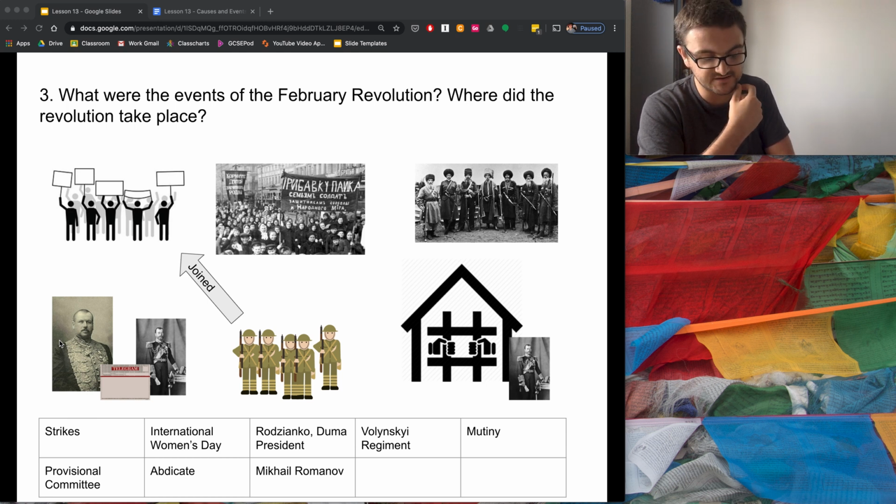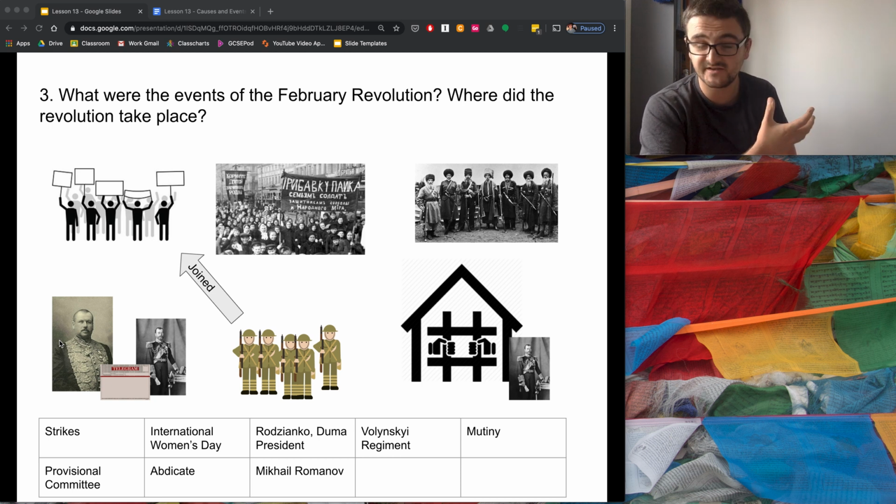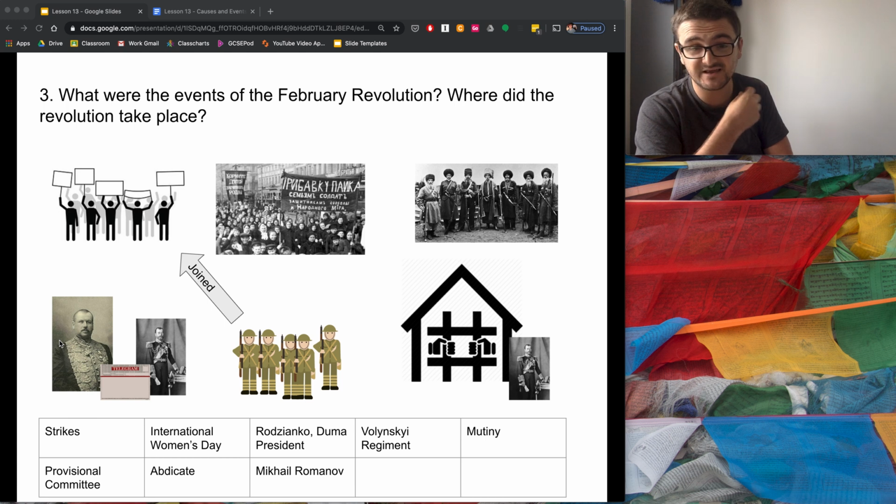Then on Monday the 27th of February, the Tsar orders the commander of the Petrograd military to restore control using force and effectively all-out violence to attack the protesters and strikers in Petrograd. Soldiers were ordered onto the streets, and about 40 protesters were killed in the fighting.